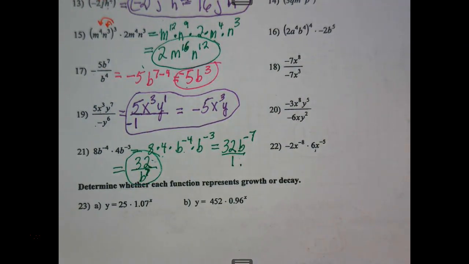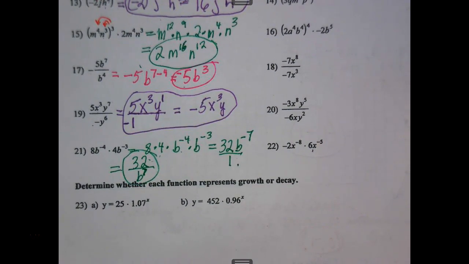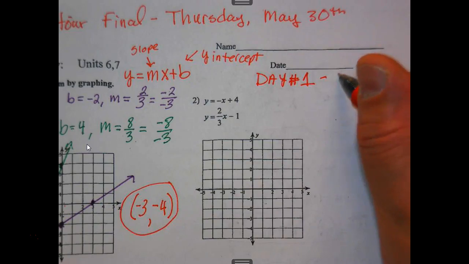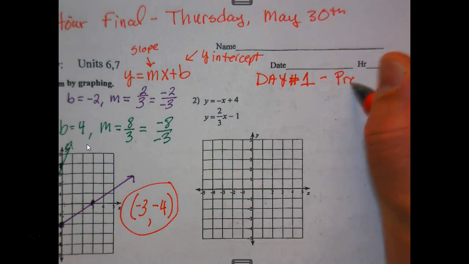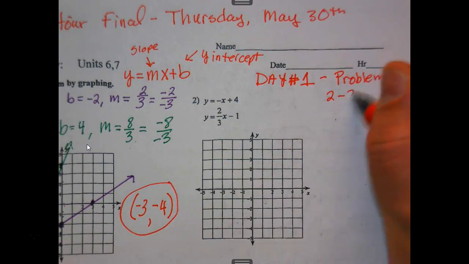So for the first day 1 of notes, you're going to do 1 through 22 evens, 2 through 22 evens. ¿Comprendes? Let's see, problem 2 through 22 evens.